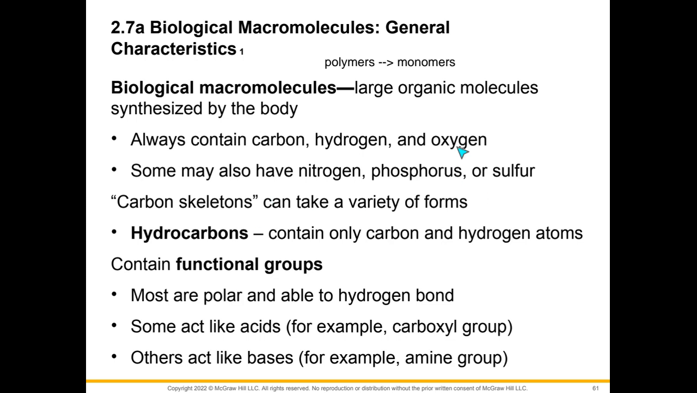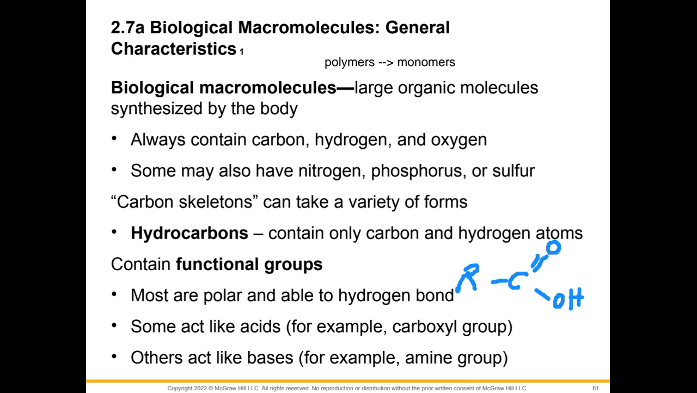Very nice. So all of those four macromolecules always have carbon, hydrogens, and oxygens, right? And some of them, particularly protein, have nitrogen and phosphorus in them. But they do have some functional groups. I'll give you an example, the carboxyl group, right? That's an acid. A carboxyl group looks like this. Think of a carboxyl group as an acid, and again, an acid is any molecule that gives off a hydrogen ion.